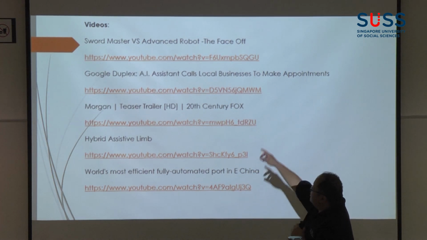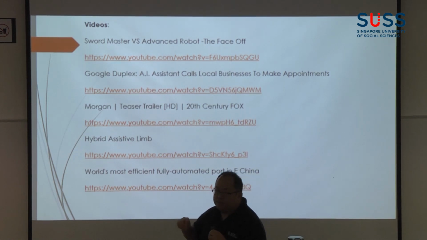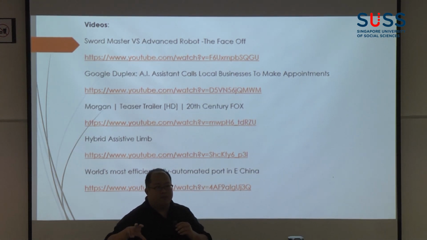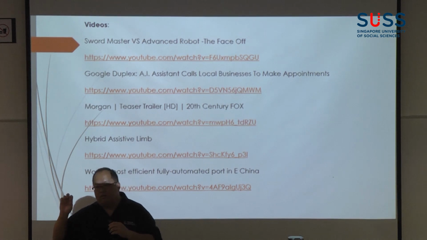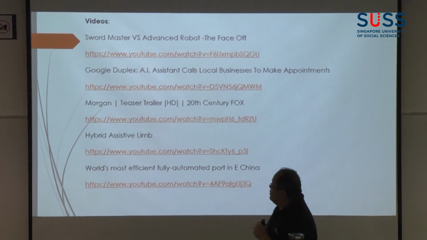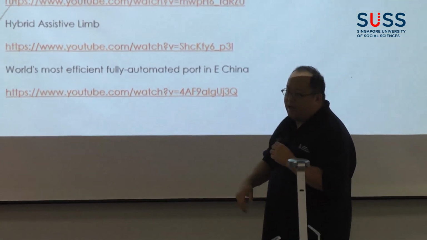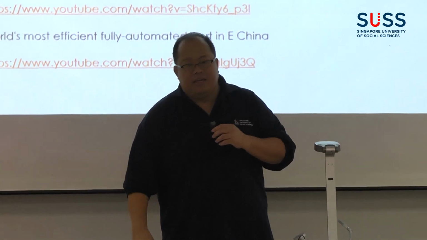All right. The second one is the Google Duplex, which I mentioned, where you can use your personal assistant to make appointments with restaurants, with barbers, for your daily necessity. Third one is Morgan, which I talked about. The fourth is the hybrid assistive limb, HAL.